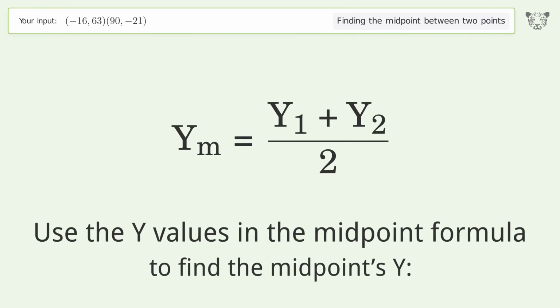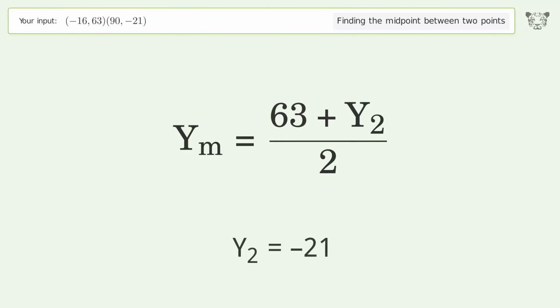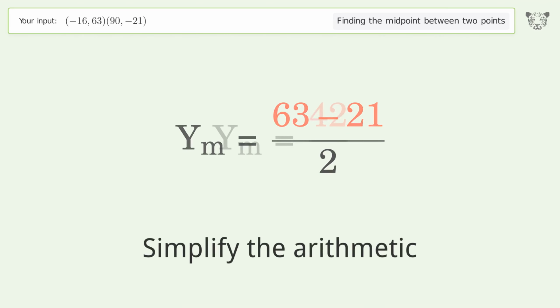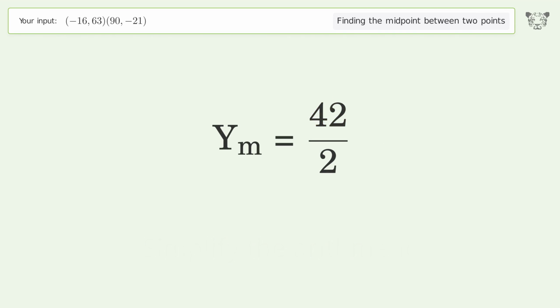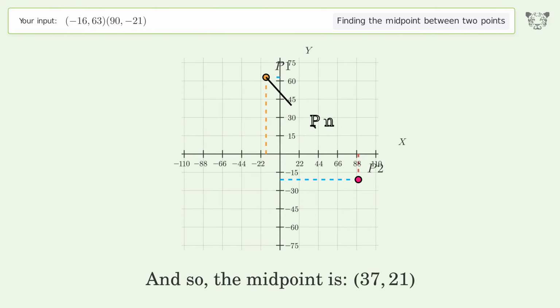Use the y values in the midpoint formula to find the midpoint's y. y1 equals 63. y2 equals -21. Simplify the arithmetic. And so, the midpoint is 37,21.